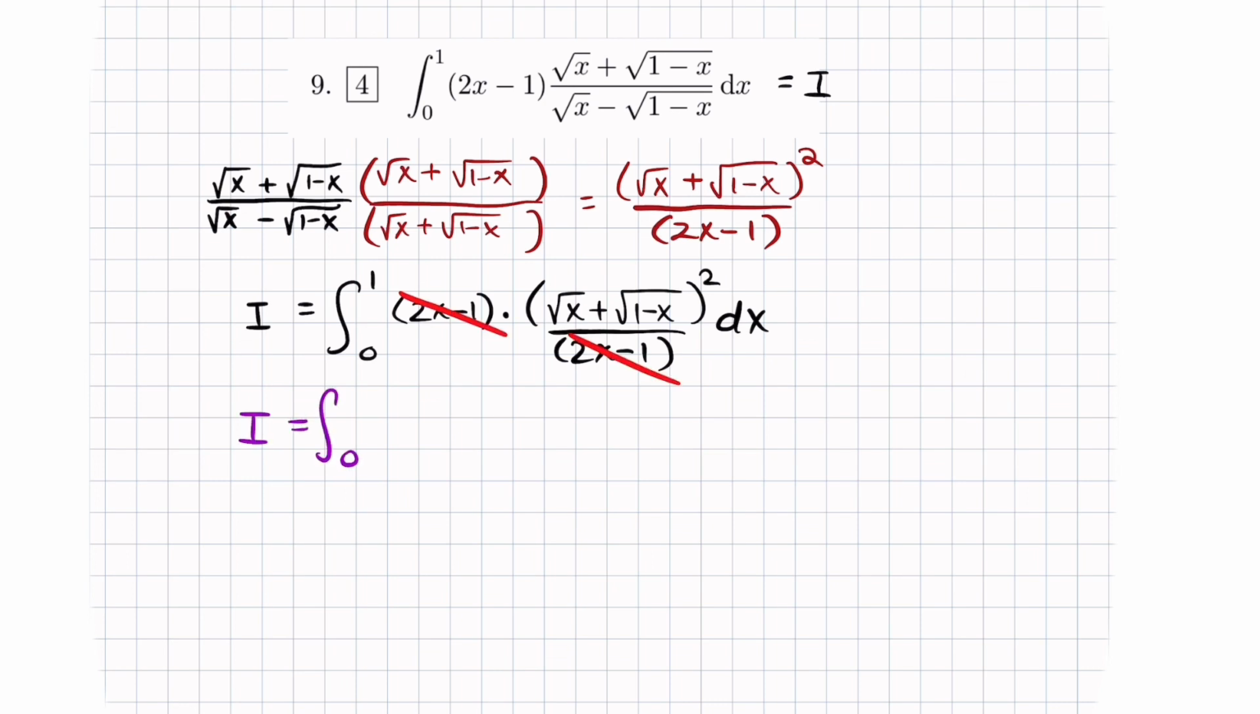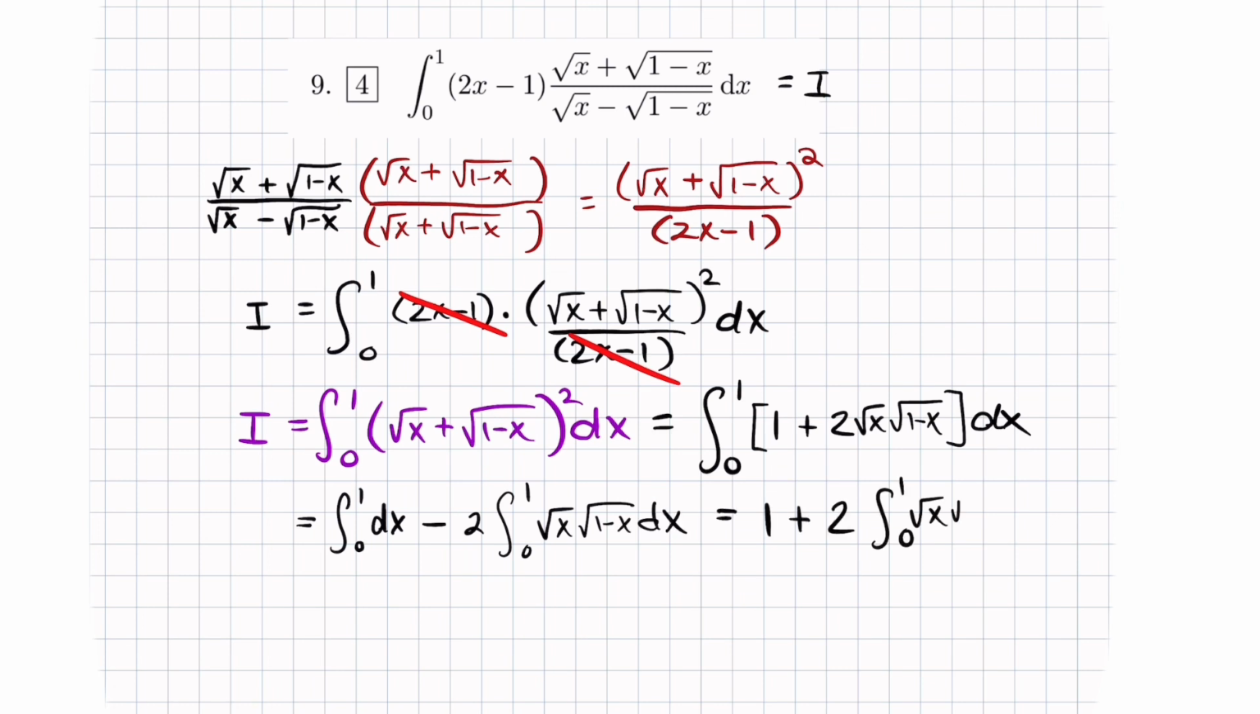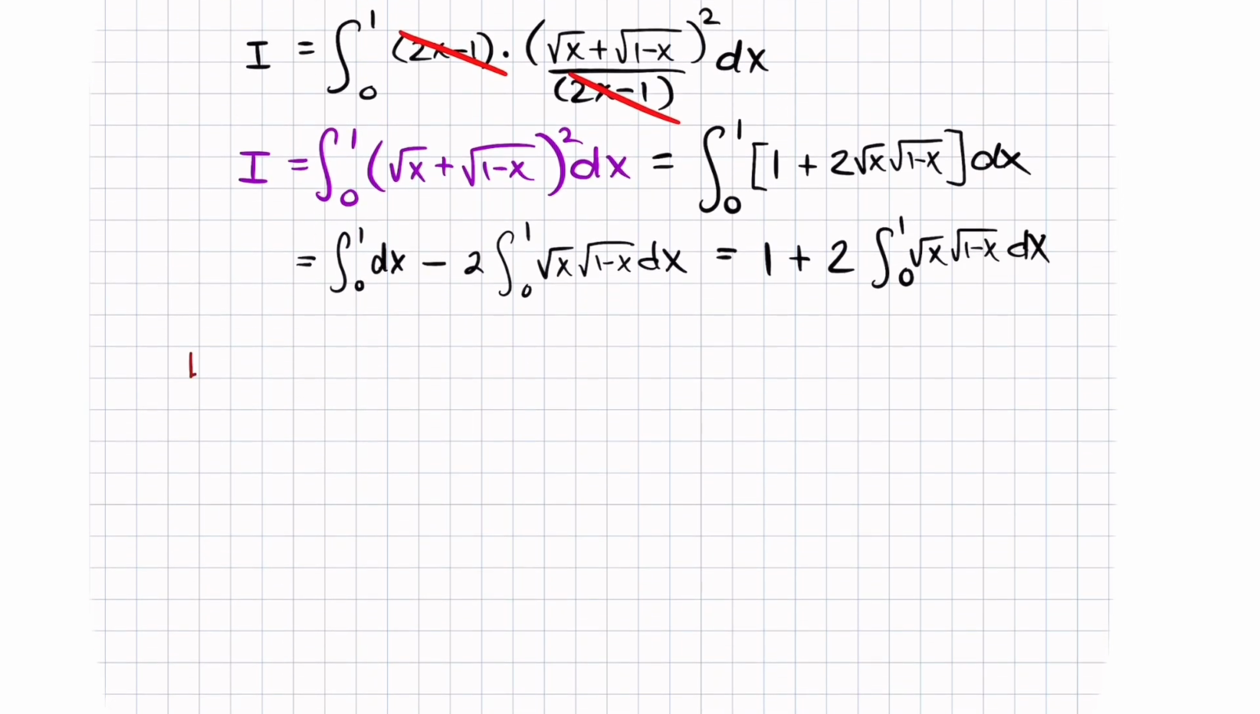So that leaves us with the integral from 0 to 1 of the quantity radical x plus radical 1 minus x squared. And as we did in an earlier integral, we're going to expand that integrand out by squaring it. And that's going to give us an integrand that looks like 1 plus 2 square root of x times square root of 1 minus x. And we can split that integral by linearity. That first integral will evaluate to 1. So we get 1 plus 2 times the integral from 0 to 1 of radical x times radical 1 minus x dx. And that screams for another trigonometric substitution.